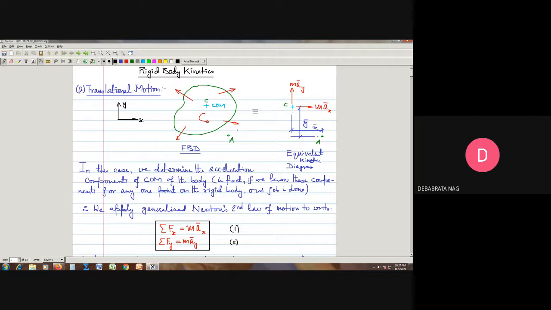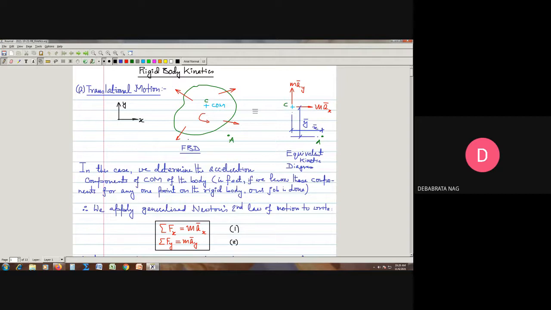We know that with respect to this point A, the center of mass of the body is located at a distance of x bar and y bar. That means the distance of the center of mass from this point A can be these two, that is x bar and y bar. So under this consideration, let us see how we can apply our basic principle.